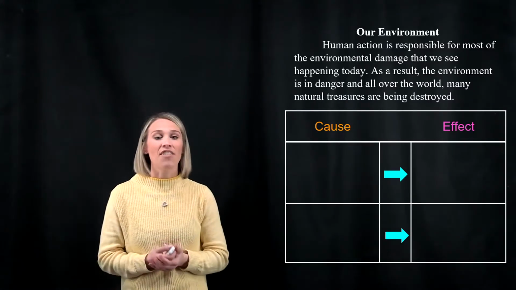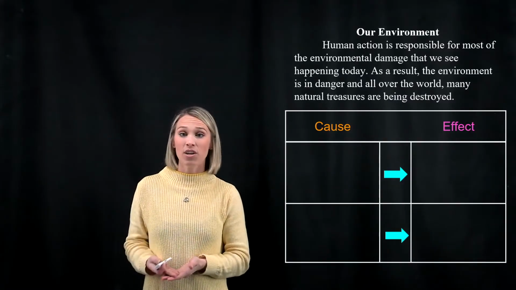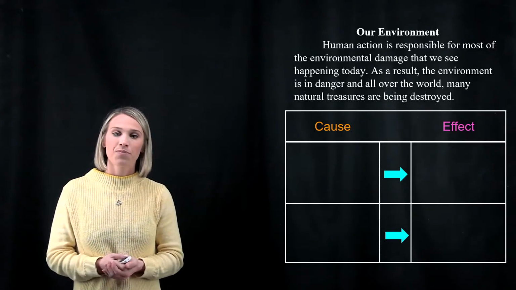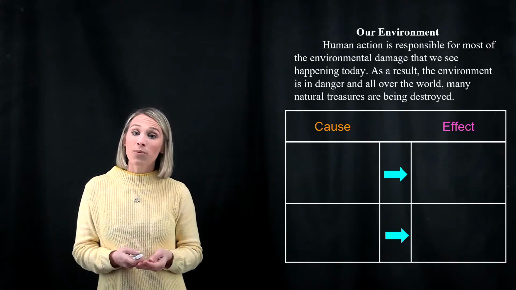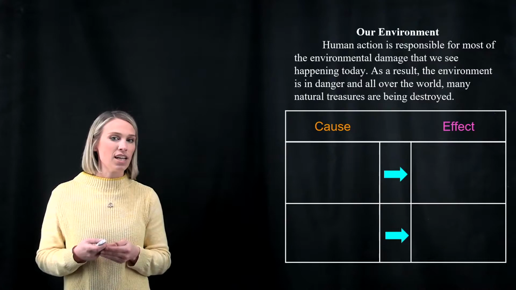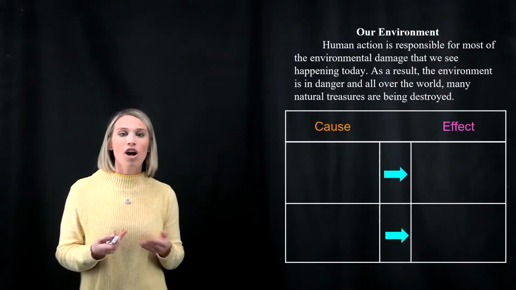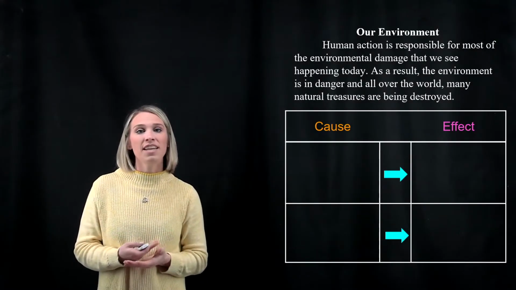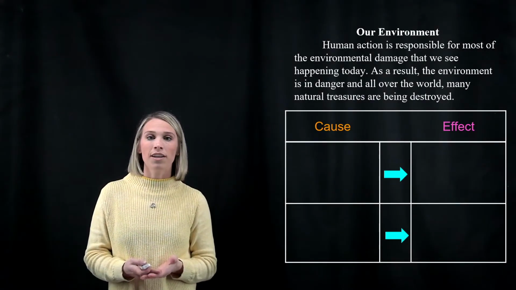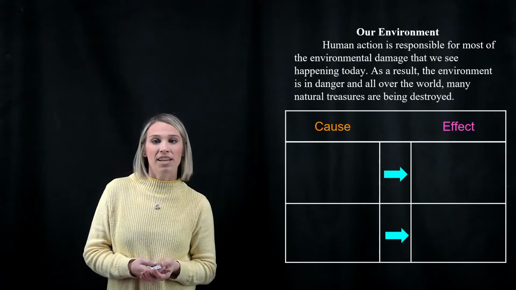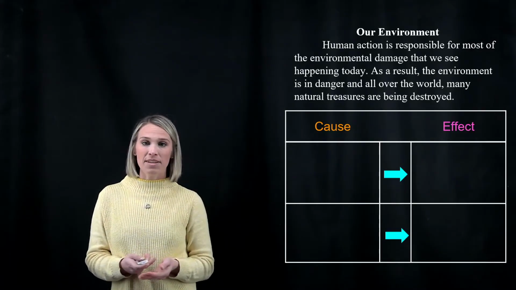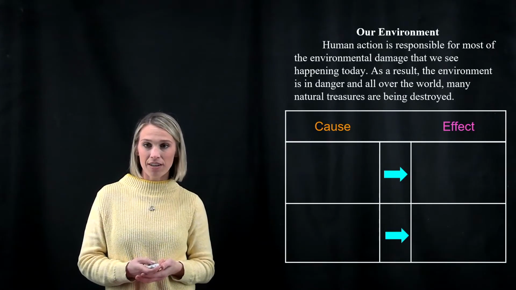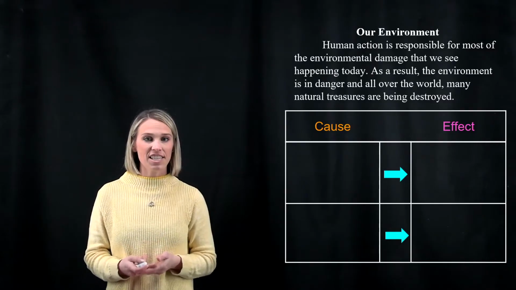First, I want to point out that I see an effect signal word in the second sentence. As a result. I'm going to start by rereading that sentence to determine if the signal words, as a result, are used to indicate an effect. As a result, the environment is in danger, and all over the world, many natural treasures are being destroyed. This statement tells us what happens when the environment is damaged by human action. So we know that this is an effect.